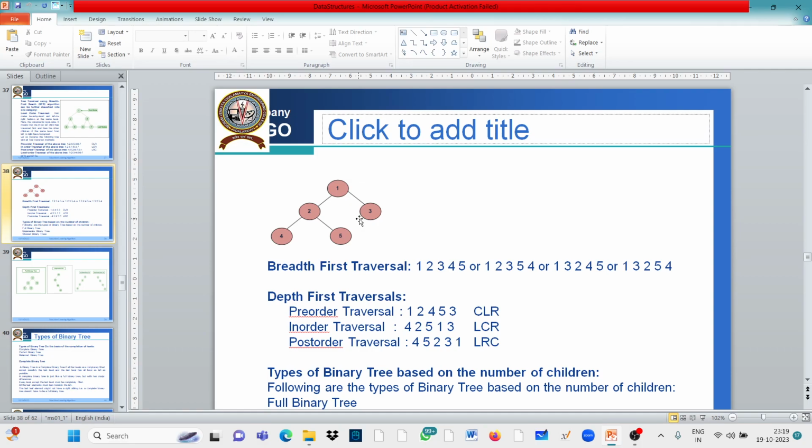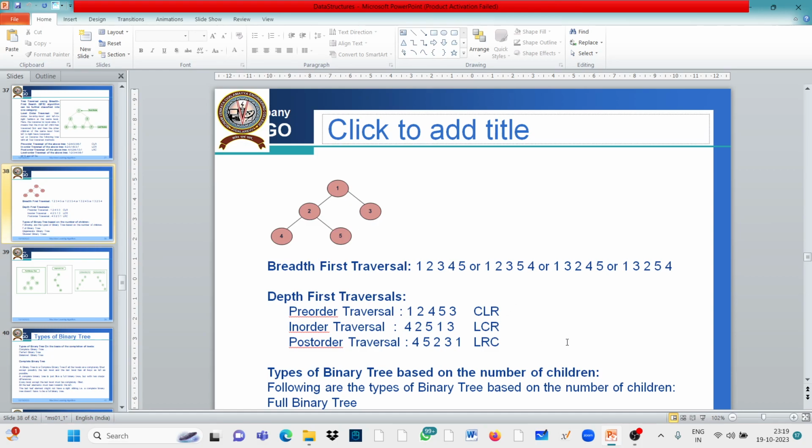Here is another example that is given. So I am going for the breadth first. In the breadth first, what is the first level? It is 1. Second level 2, 3. Next is 4, 5. That is 1, 2, 3, 4, 5. You got it now? Or you can write 1 2 3 5 4 also, no problem. All are possible.